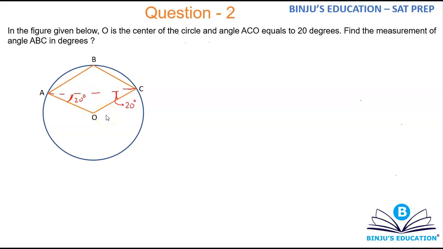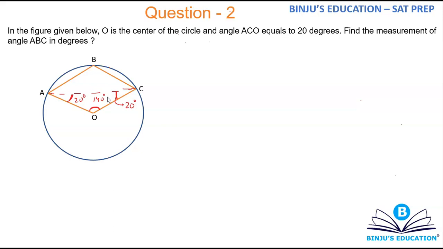Then CAO has to be 20. Now the sum of the angles in a triangle is 180. So 20, 20, 40, that means this has to be 40. So this has to be 140. 20, 20, 40, 180 minus 40 is 140. Okay, now we need to find out ABC.